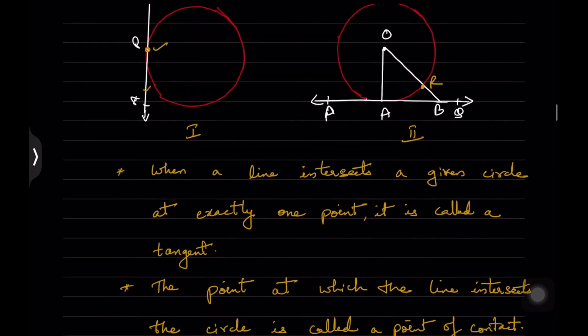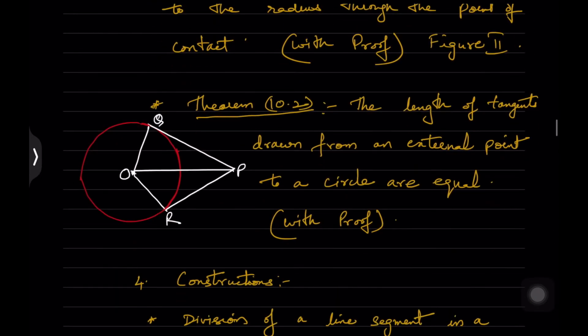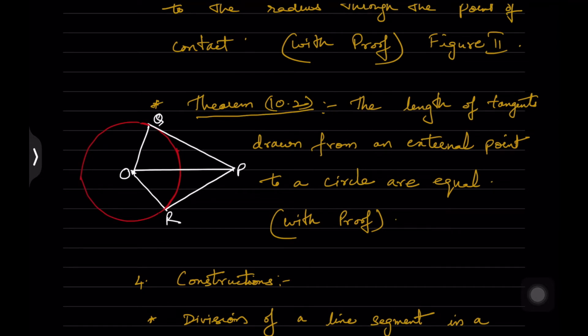Now you have theorem 10.2, which is also very, very important. The length of the tangents drawn from an external point to a circle are equal. This also, with the figure and the proof, is very, very important.